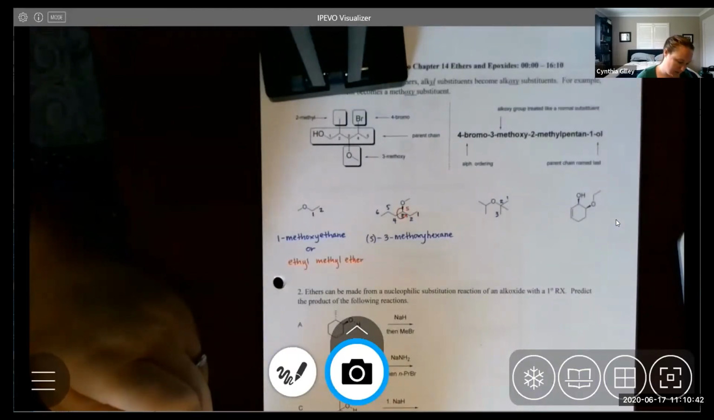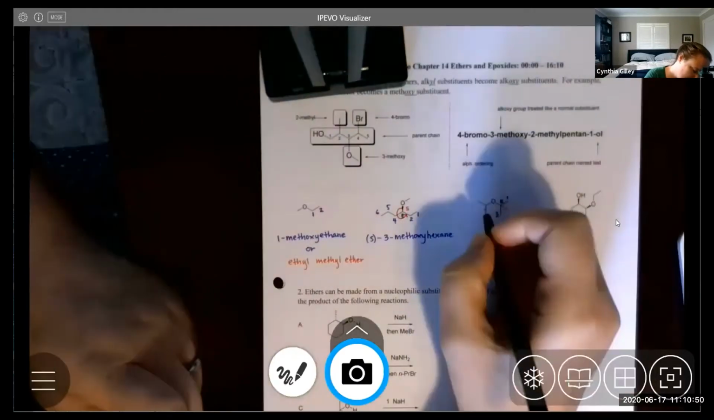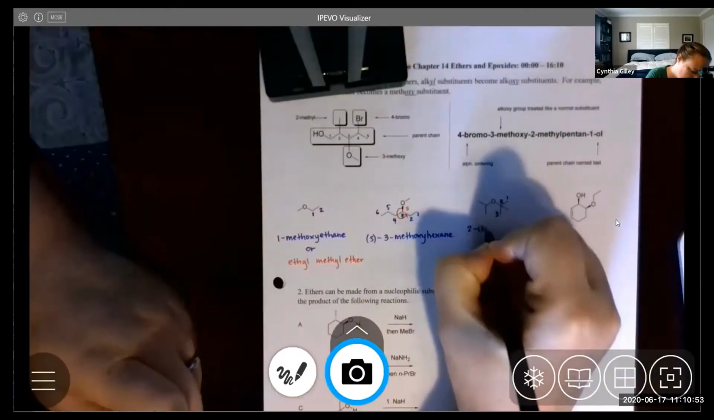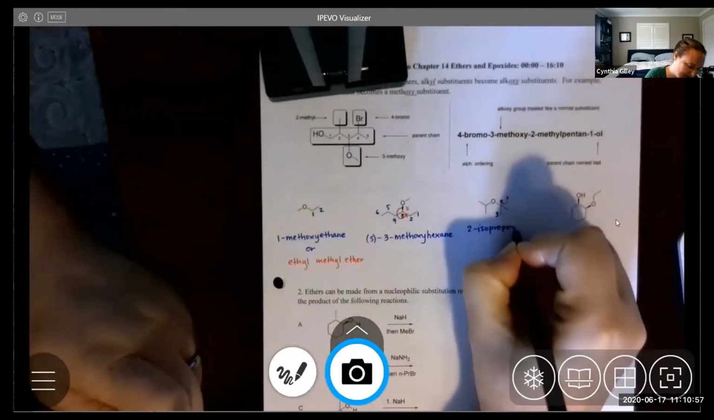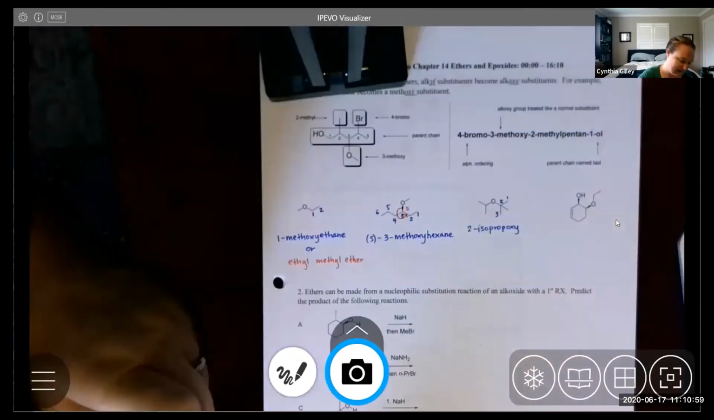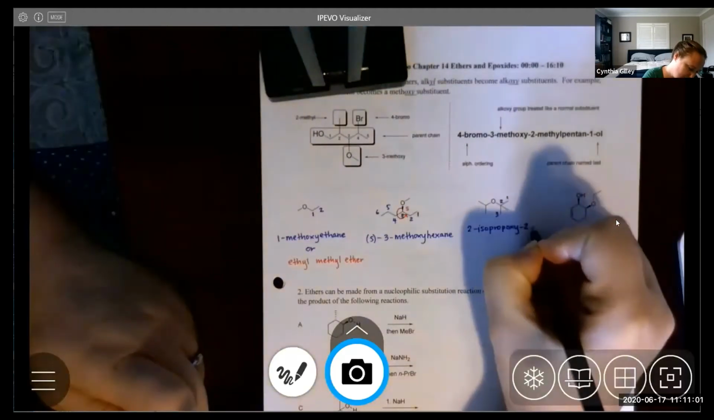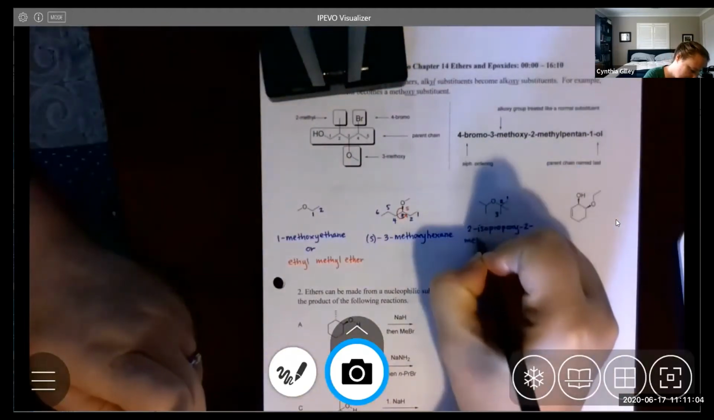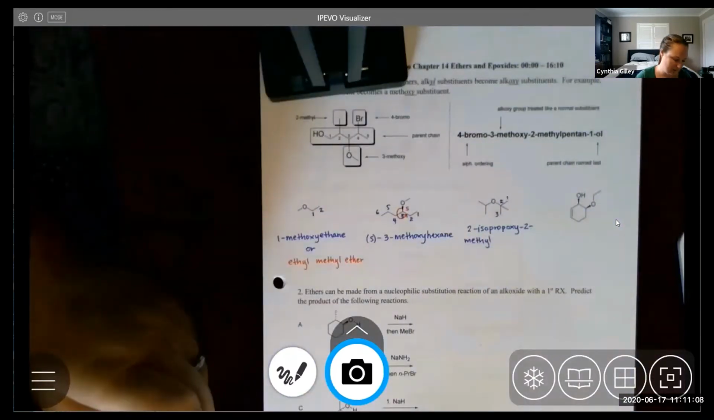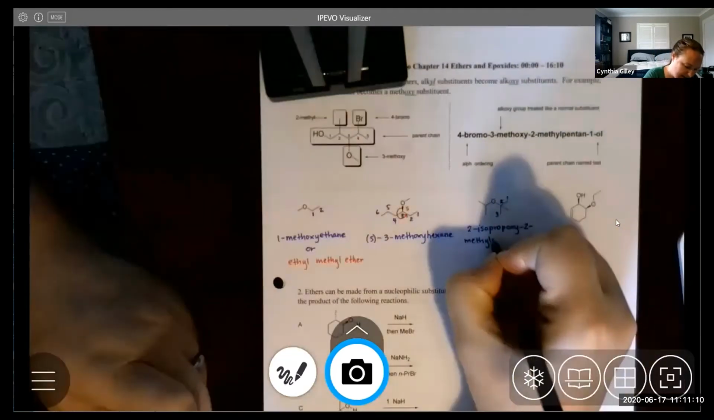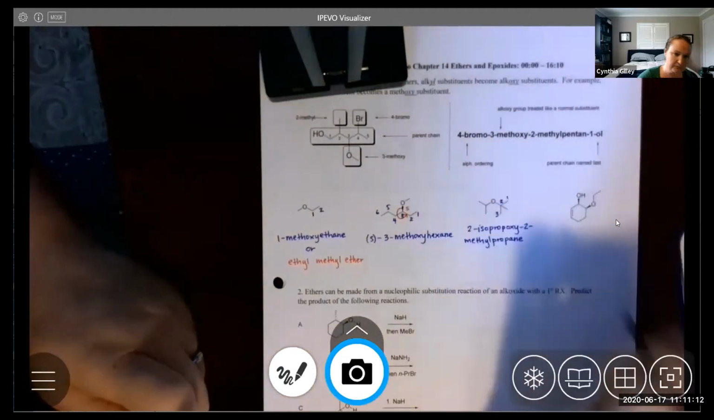I numbered 2 substituents. So we have methyl and isopropoxy, in alphabetical order. Okay, so 2-iso. Normally you would call it an isopropyl, but it comes from isopropoxy. 2-isopropoxy, 2-methyl. So the methyl group is at carbon number 2. And then it's named as an alkane in this case.